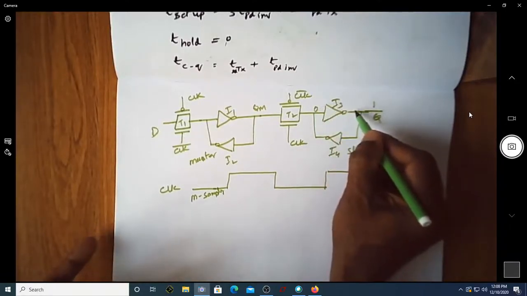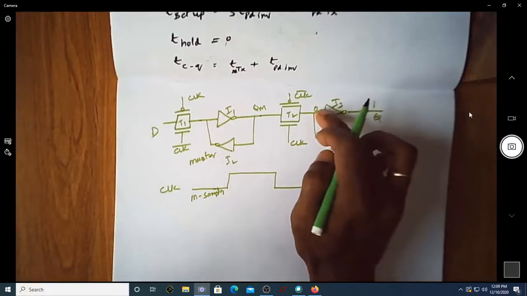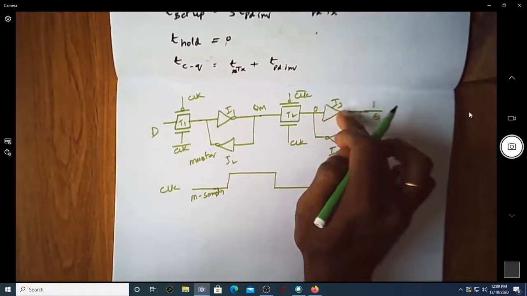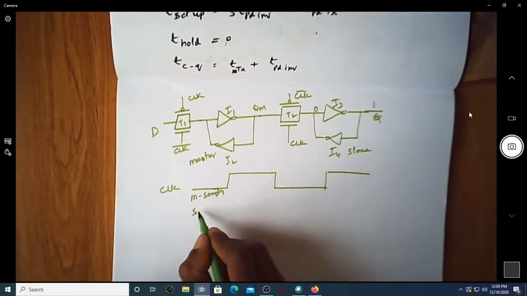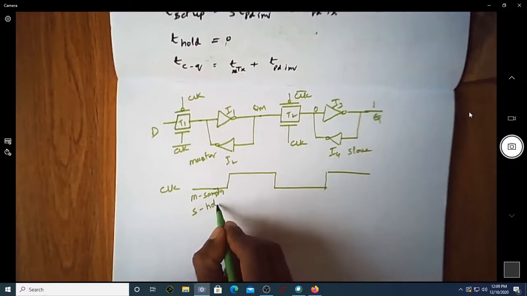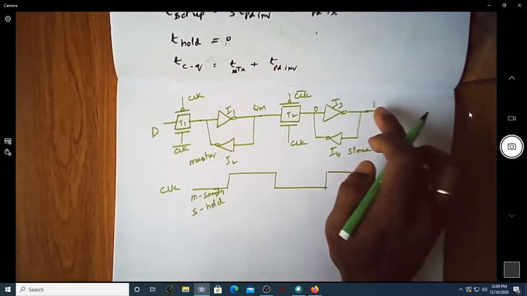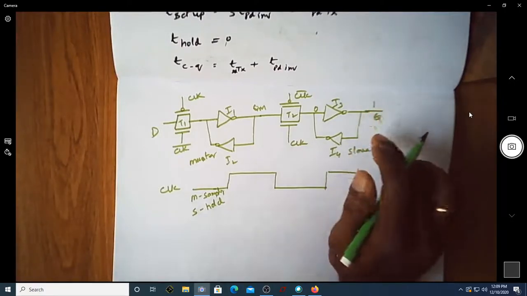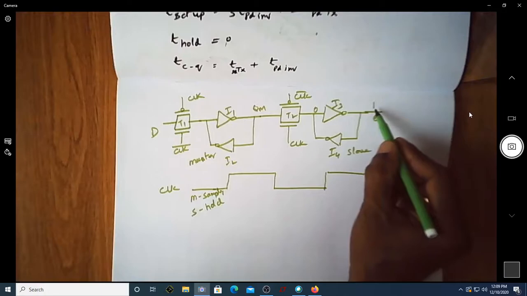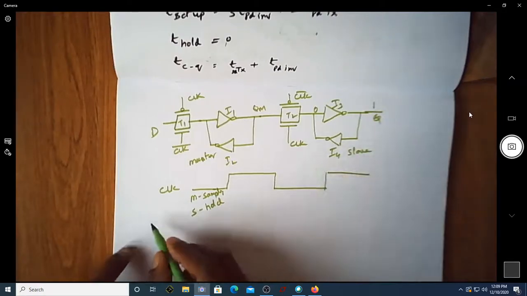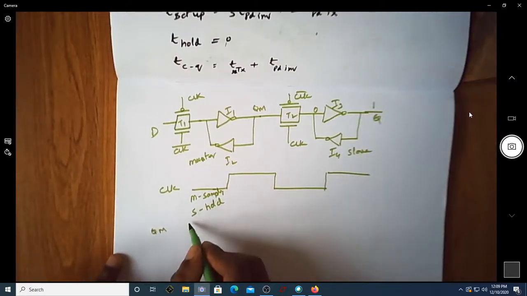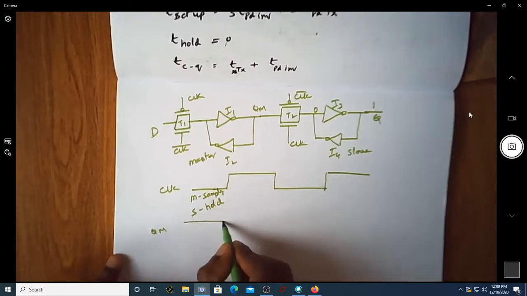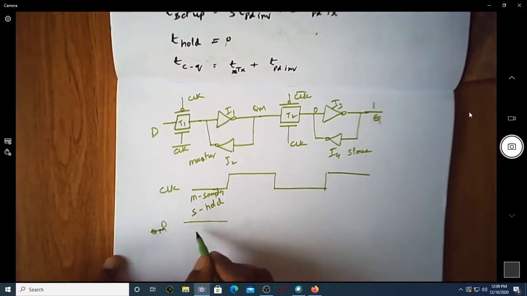This 0 is again made 1 because now this slave is in hold mode. So this slave is now in hold mode, and it is holding the value of this as 1 only because we assumed it as 1. Suppose this is my QM, and you can write your D value here.